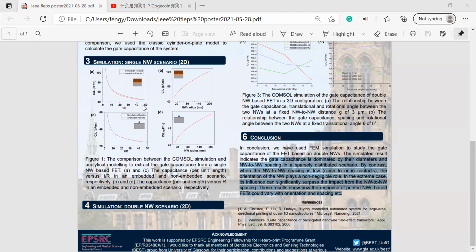And the results are shown here. As you can see, the larger the T versus R, the smaller the total capacitance of the entire system. And in the meantime, if we increase the radius of the nanowire, the total capacitance of the system will be increased.